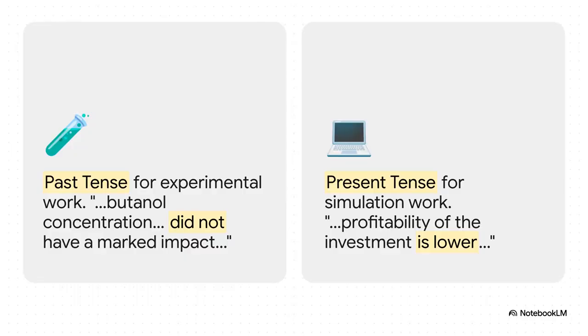Okay, rule 2 is a small one, but it's super important for sounding professional. It's all about tense. Simple rule of thumb. If you did it in the lab, use the past tense. We found that. But if you're talking about what a model or simulation shows, use the present tense, because that's a truth that exists right now within that model. Simple, but it makes a huge difference.